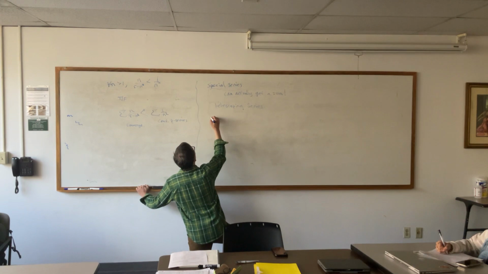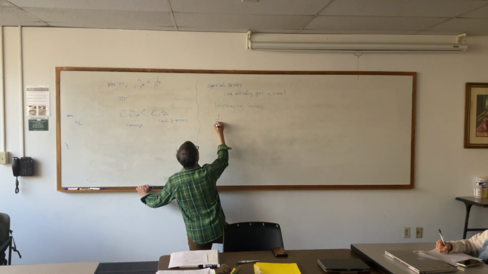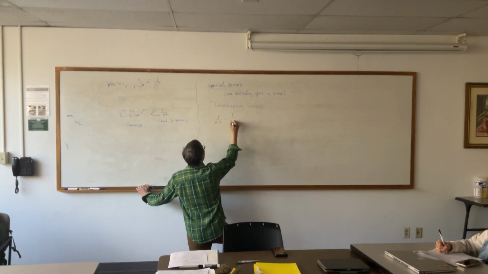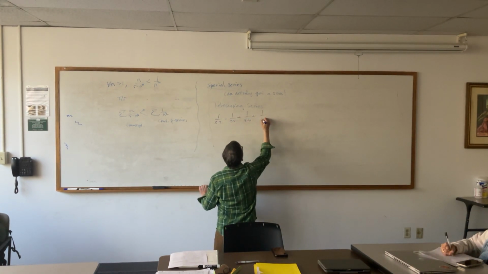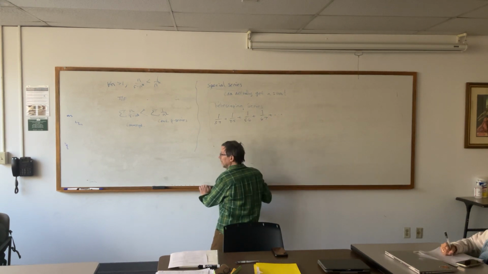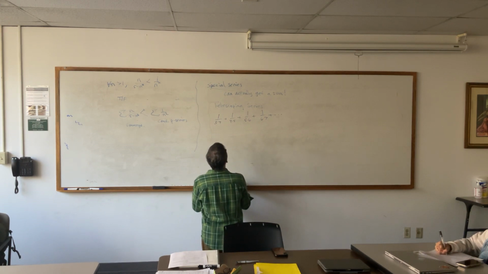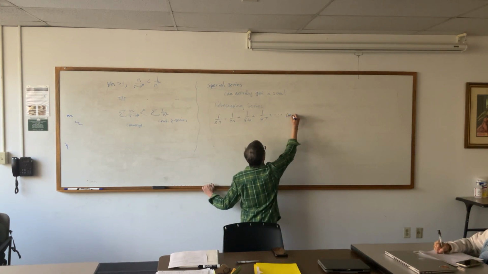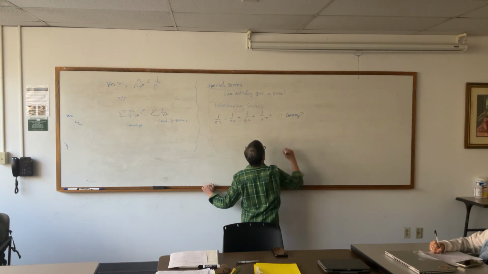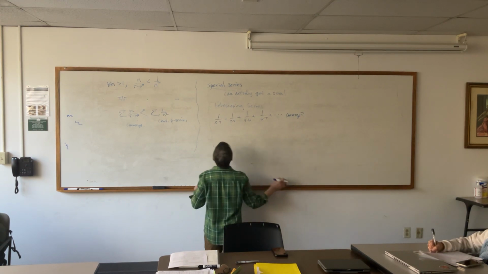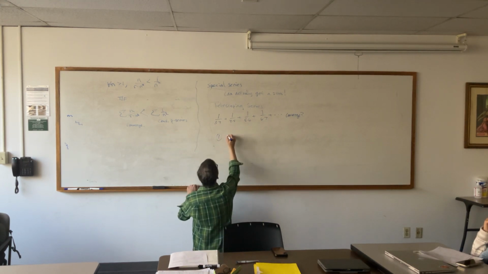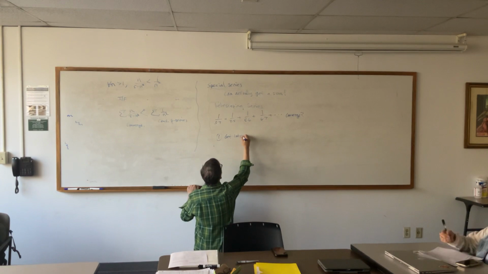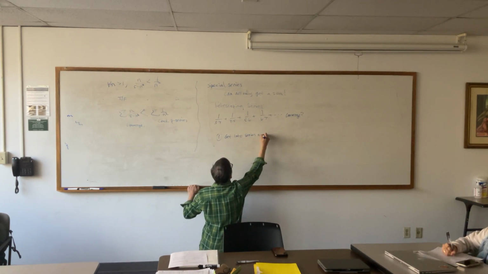Telescoping series. Let me give you an example. Let's say I had 1 over 3 times 4 plus 1 over 4 times 5, 1 over 5 times 6, 1 over 6 times 7, on down the way. So, does this converge? Let's answer that question first. So what I need to do, step 1, is get this into series notation.